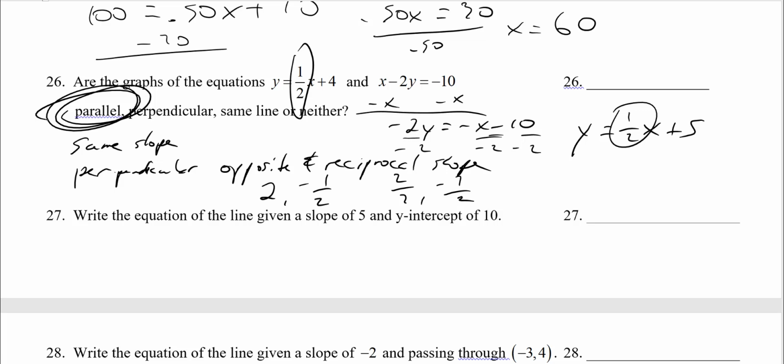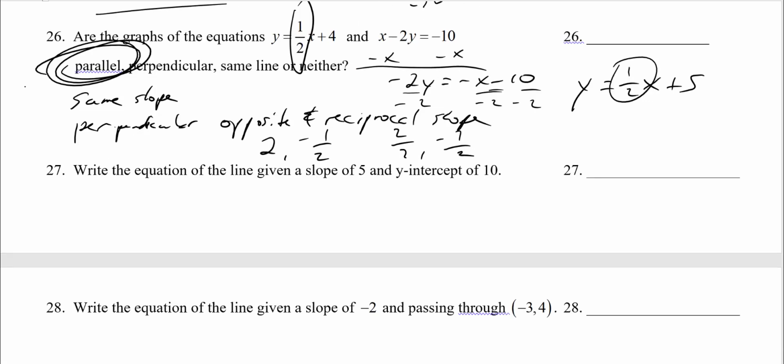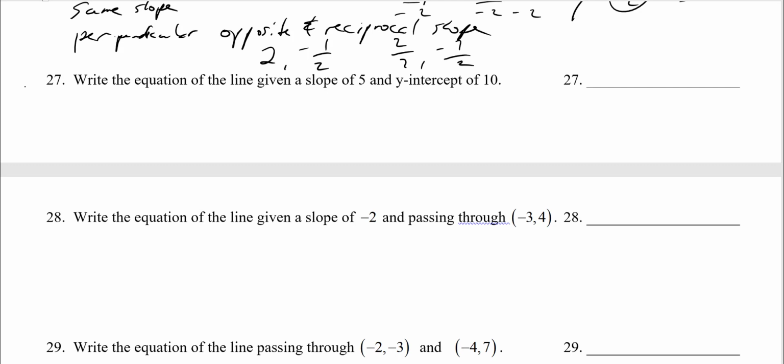Okay? Pretty easy. Write the equation of a line. So now I'm giving you a slope and I'm giving you a y-intercept. So the slope is 5 and the y-intercept is 10. So this is easy. It's y equals mx plus b. So y equals m, which is 5, x plus b.